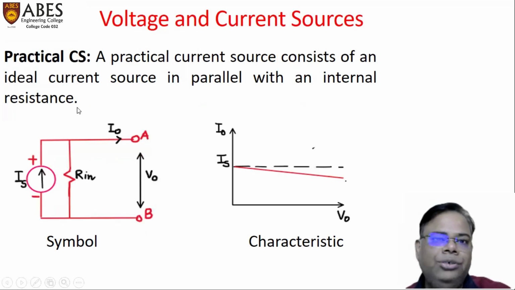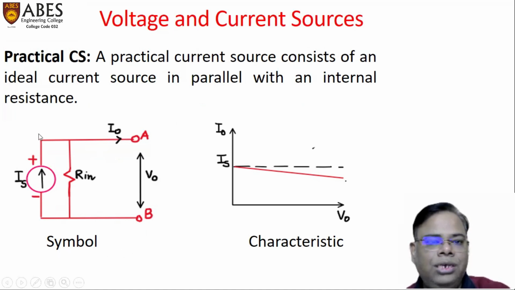Now, the practical current source. A practical current source consists of an ideal current source in parallel with an internal resistance. As you can see, the symbol of the practical current source is different from the ideal current source. It consists of an ideal current source and a parallel resistance. In the ideal current source, the internal resistance is infinite, but in this case, it exists. That's why the output current cannot remain constant at any value of output voltage.